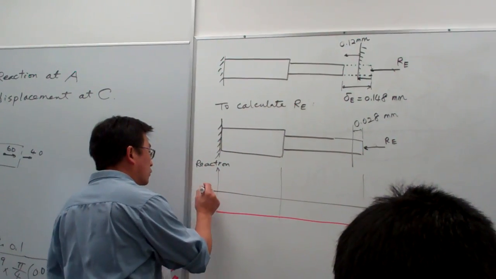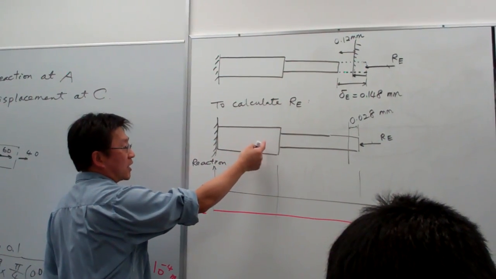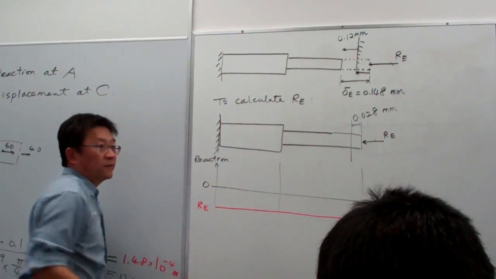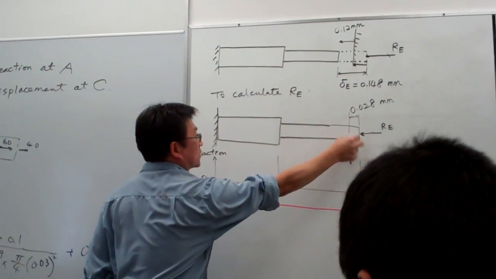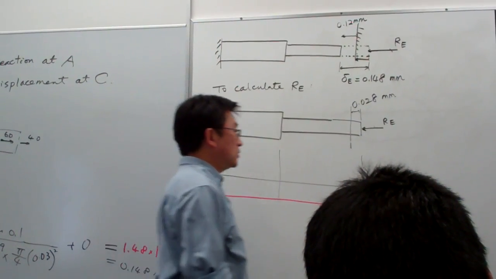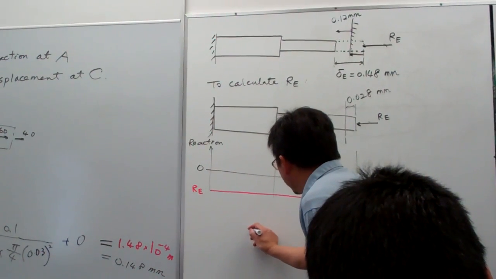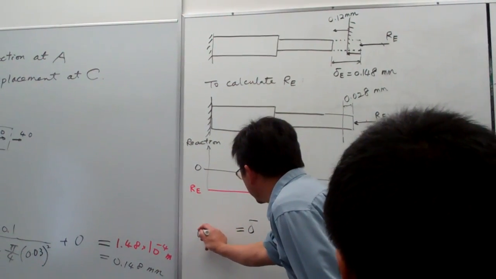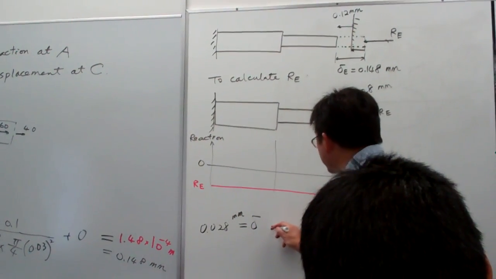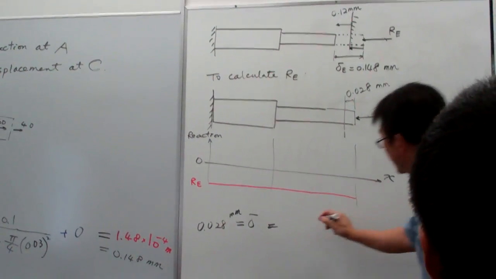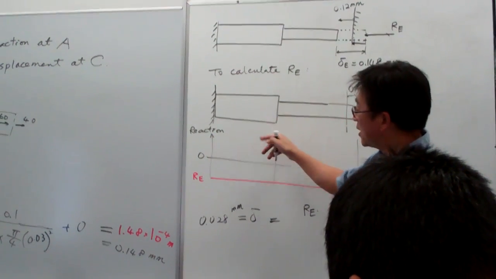The magnitude is equal to RE, and the RE for this statement is to compress both segments, such that the net change here is exactly equal to 0.028. So from here we can calculate. Here you can see the deformation on one side is 0.28 millimeter, from our formula PL over EA, RE times L. The distance here is 0.3.